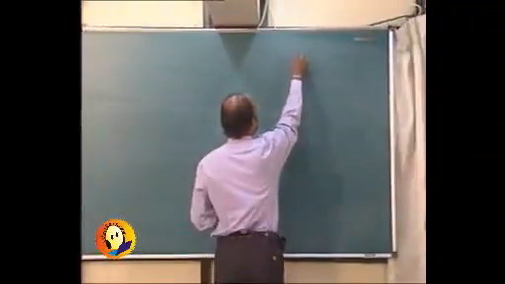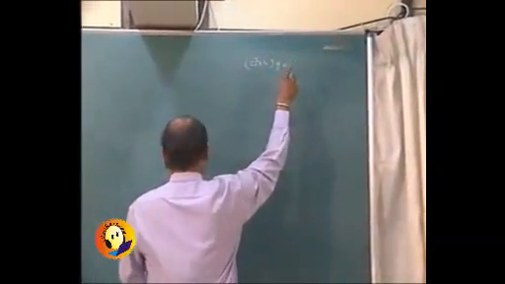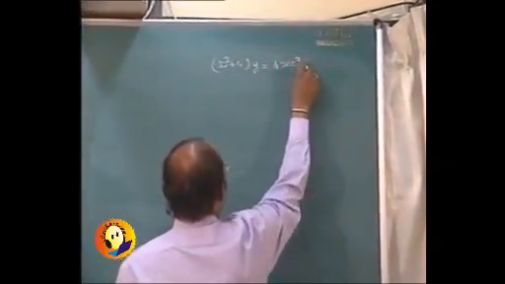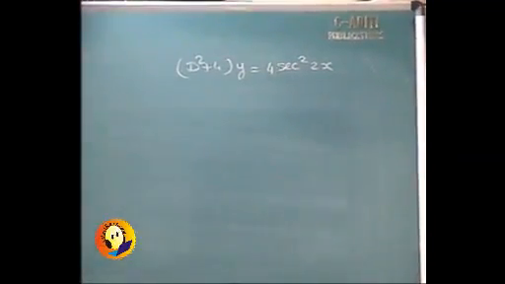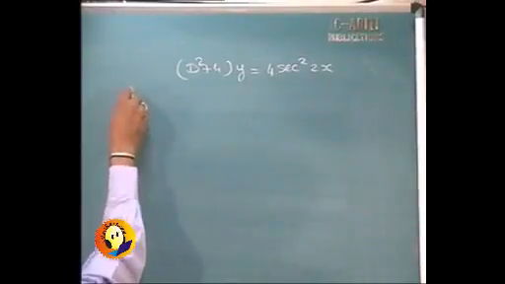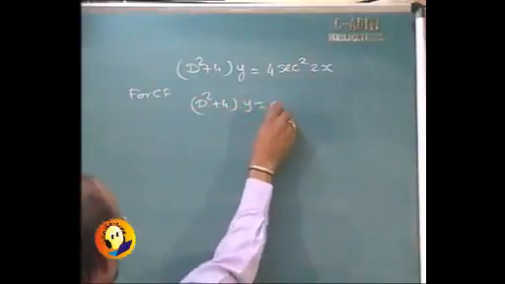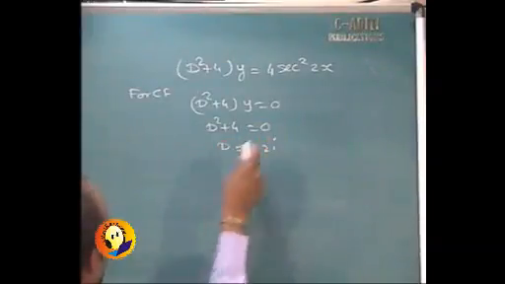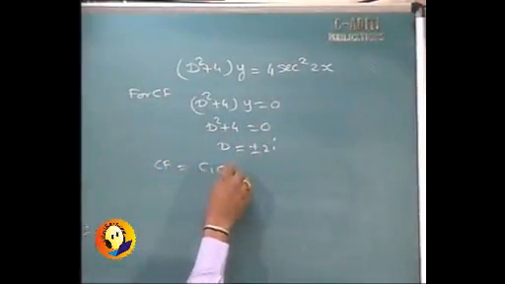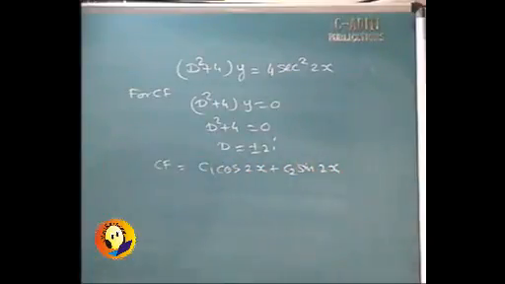It is D square plus 4 operating on y equal to 4 sec square 2x. Procedure says that find CF. So for CF, it is D square plus 4 operating on y equal to 0. So D square plus 4 equal to 0, D equal to plus or minus 2i. CF will be equal to c1 cos 2x plus c2 sin 2x. No number given to this CF.